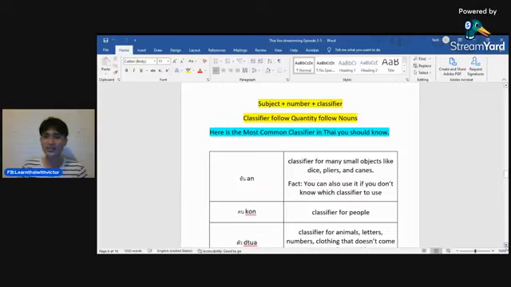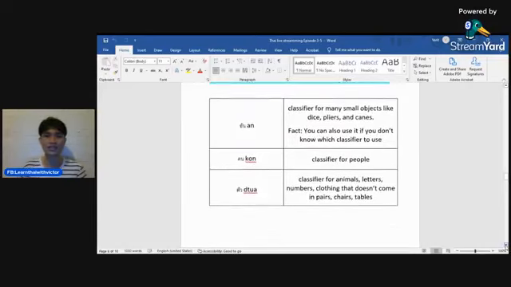Okay, so here are the most common classifiers in Thai that you should know. Starting with the first one, an. An is the classifier for many objects. For example, the dice, ลูกเต๋า in Thai, the pillars, or canes, anything common that you can see in daily life. The fact about this one is that you can use it for anything when you don't know the name of the classifier for that word. You can put the word an.